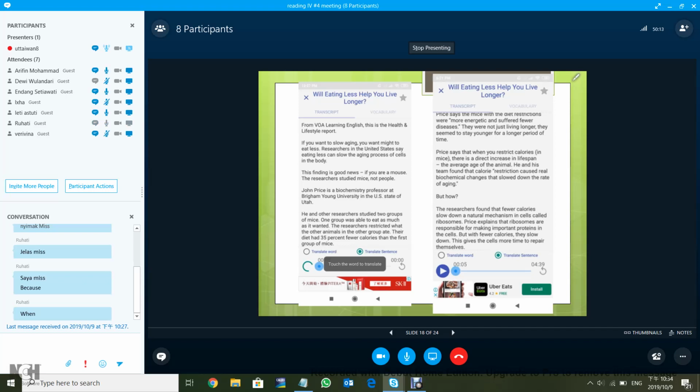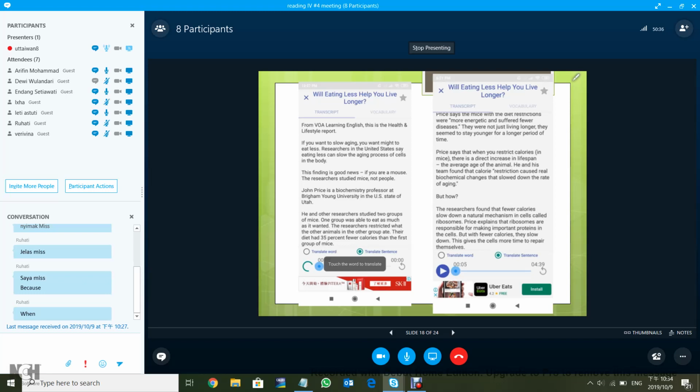We will discuss, will eating less help you live longer? Kelihatan nggak? Nah, karena ini ada banyak, there are some paragraphs, so baca satu-satu ya nanti ya.